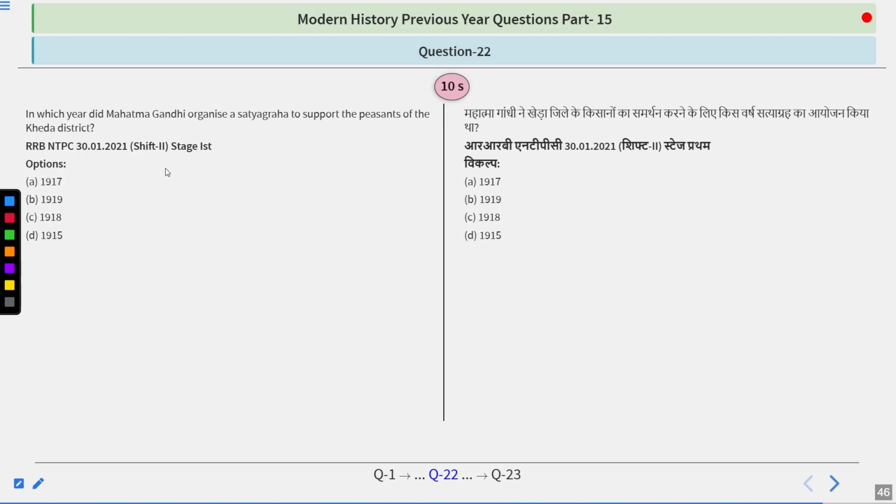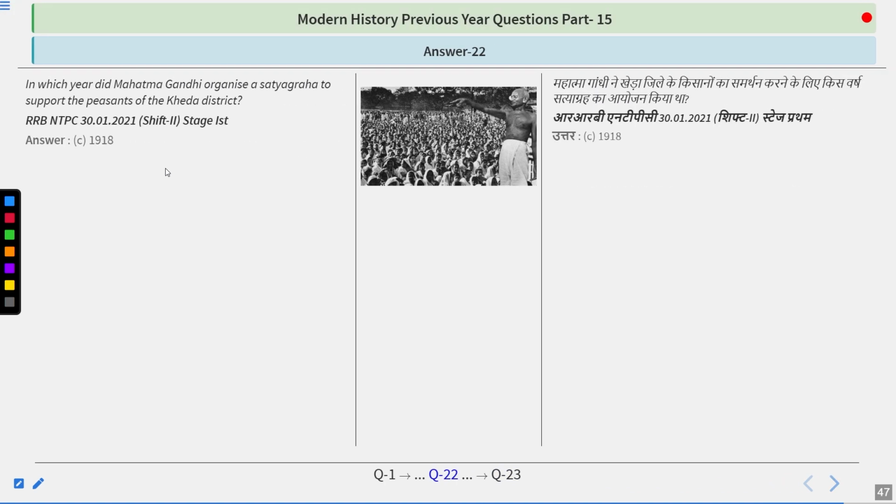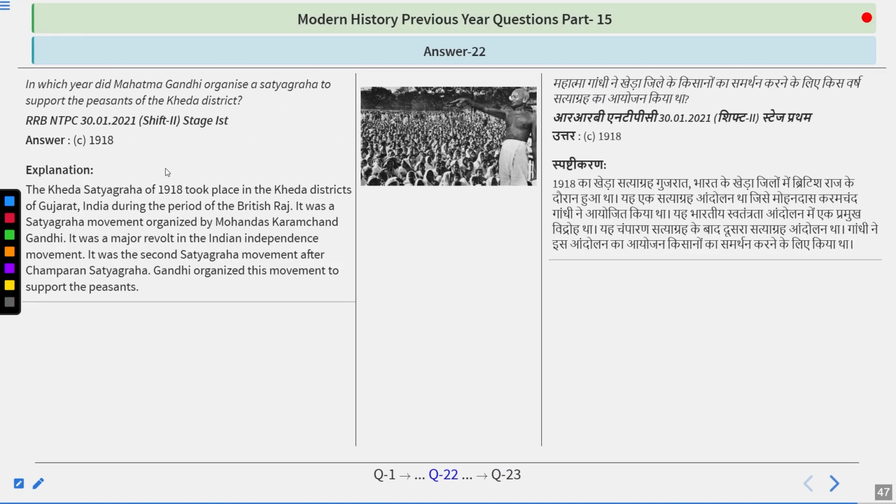In which year did Mahatma Gandhi organize a satyagraha to support the peasants of the Kheda district? 1917, 1919, 1918, 1915. Think about it. And the answer is simple, 1918. So remember this with a trick called CAK.